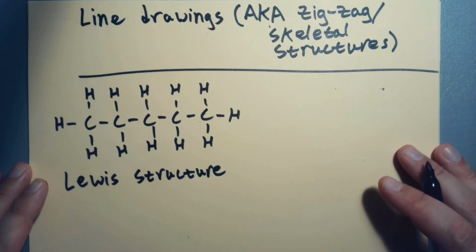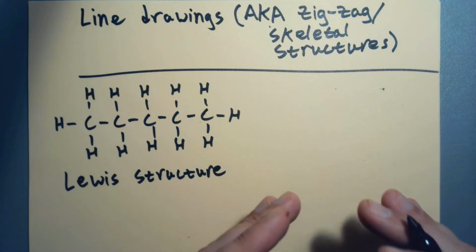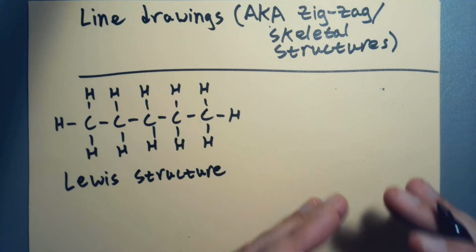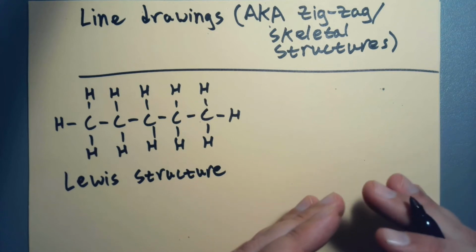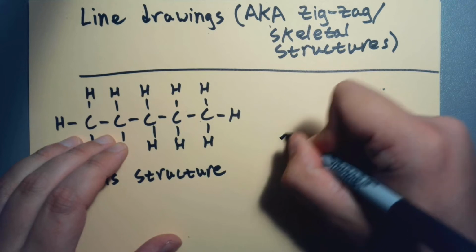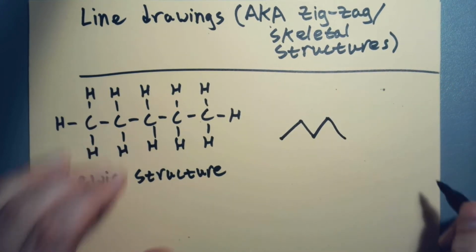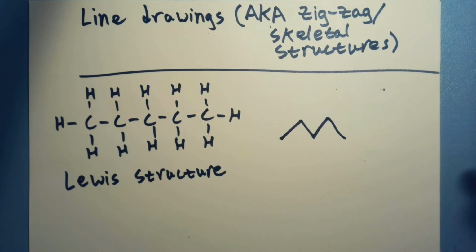So, if I'm going to simplify it, guess what I have to do? I have to start showing you less. I have to start implying more. I don't show everything. So this molecule's line drawing looks like this. 1, 2, 3, 4, 5. Oh, it looks like an M. Okay. That's it. That's the line drawing. That's the whole thing.